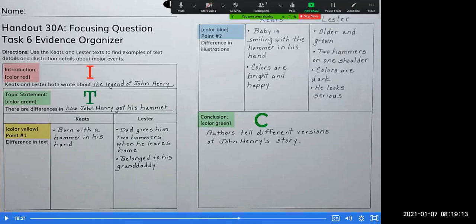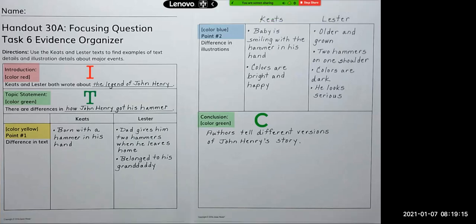Okay, so the introductory statement: Keats and Lester both wrote about the legend of John Henry. The topic statement is: there are differences in how John Henry got his hammer. And the conclusion is: authors tell different versions of John Henry's story.